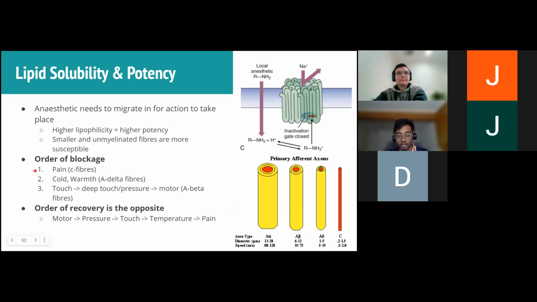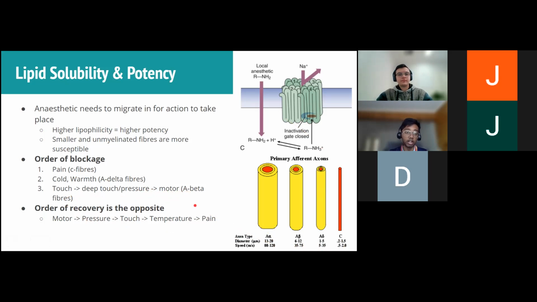So that means that if we were to use an anesthetic, the fiber that will first be blocked is going to be the C fiber, and then the next one that's going to be blocked is A delta, which is cold and warmth, and then the next one would be touch, deep touch, and pressure and motor, which is like A beta fibers.